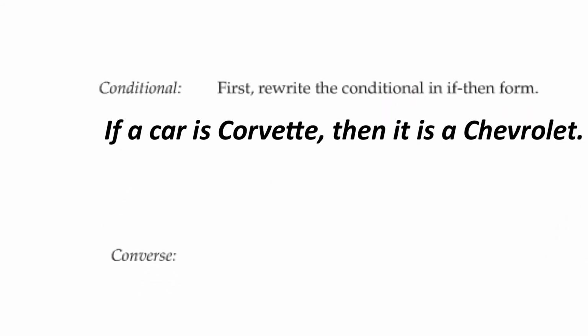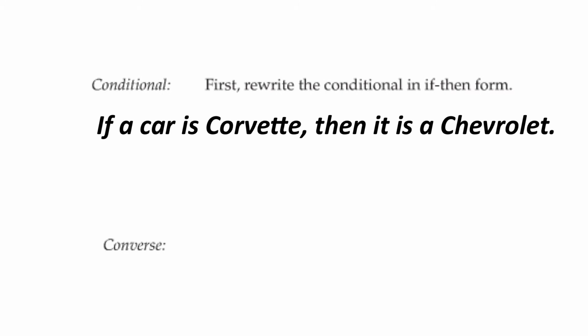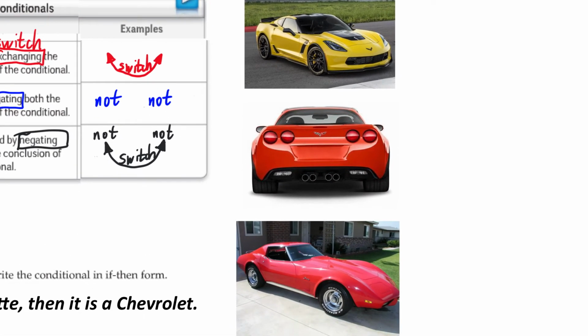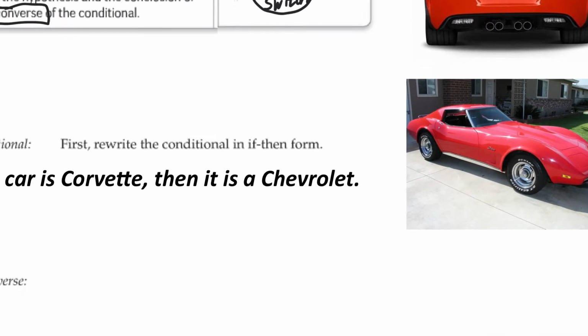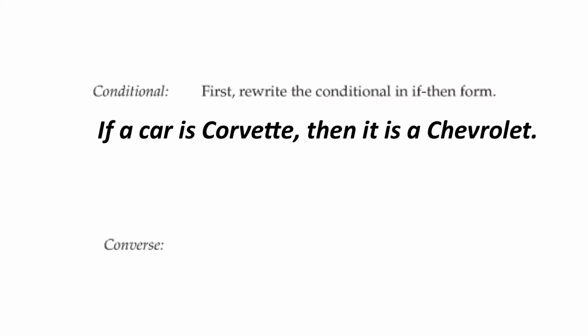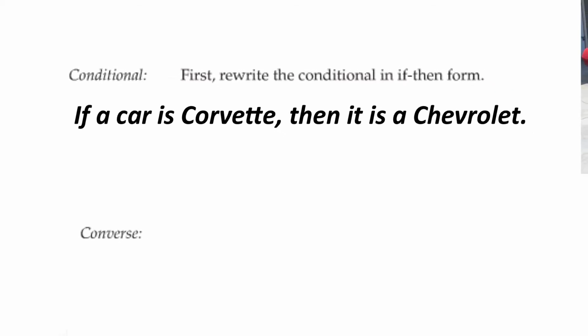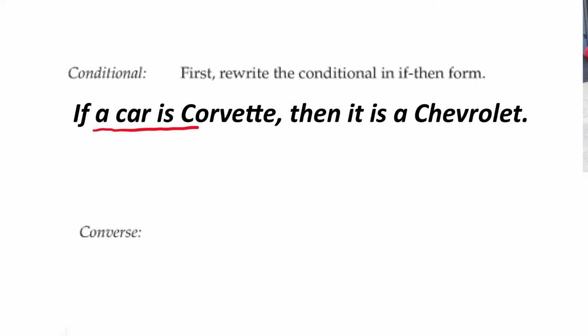All right, so the statement we're going to use here for our main example is if a car is a Corvette, then it's a Chevrolet. There are some pictures of some Corvettes, some newer ones, an older one there. So if a car is a Corvette, then it is a Chevrolet. What do you think the hypothesis of this statement is? A car is a Corvette is the hypothesis. So what's the conclusion? It is a Chevrolet. Kind of a hard word for some people to say, Chevrolet. So if a car is a Corvette, then it is a Chevrolet.